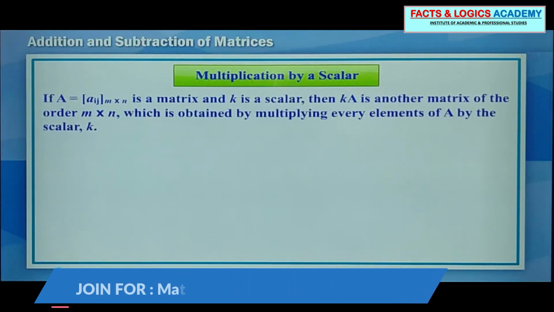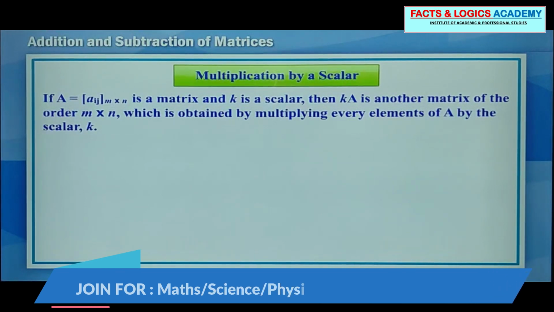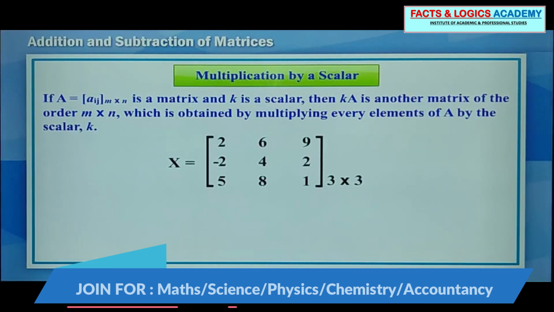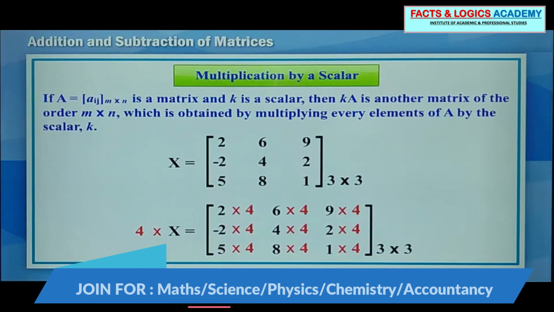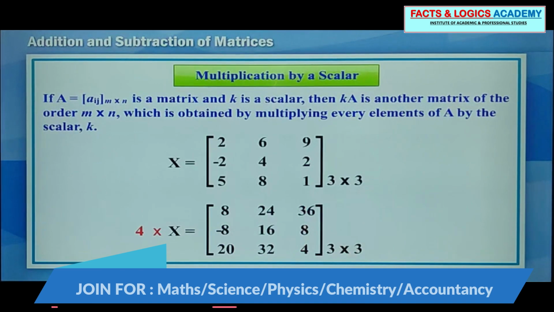If A is a matrix of the order m by n and K is a scalar, then KA is another matrix of the same order, which is obtained by multiplying every element of A by the scalar K. Let's see an example. X is a matrix. We will multiply the matrix with a scalar 4. The resulting matrix is 4X as shown.